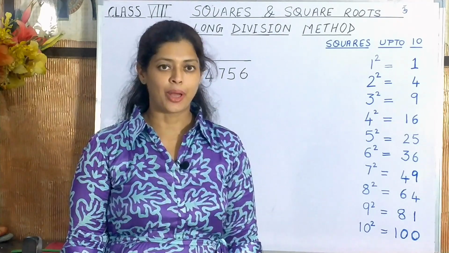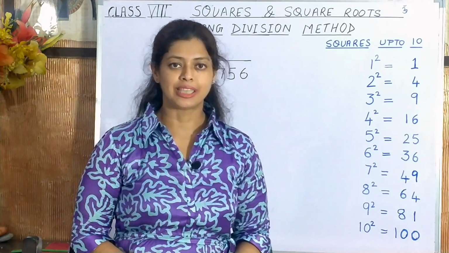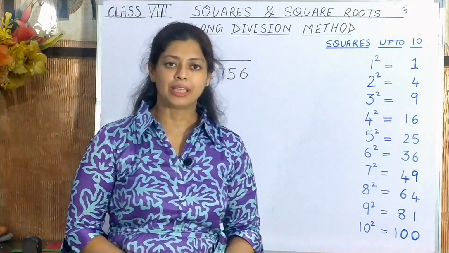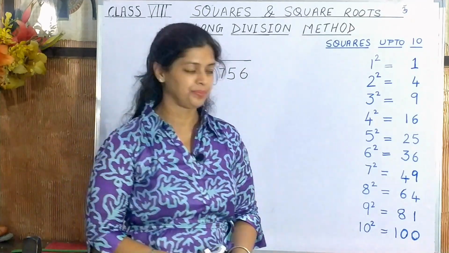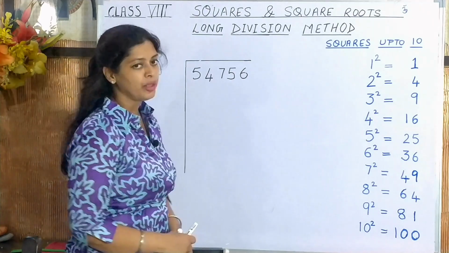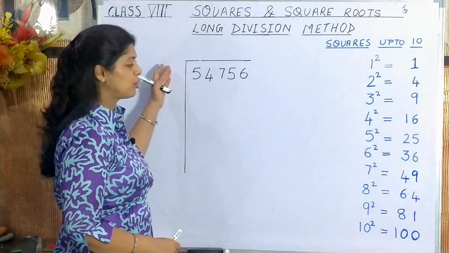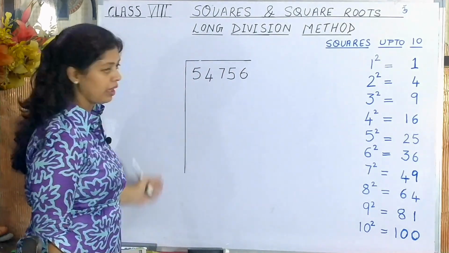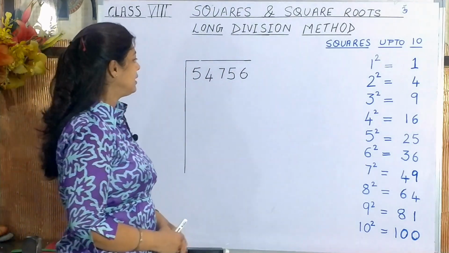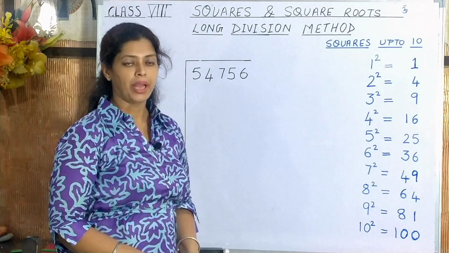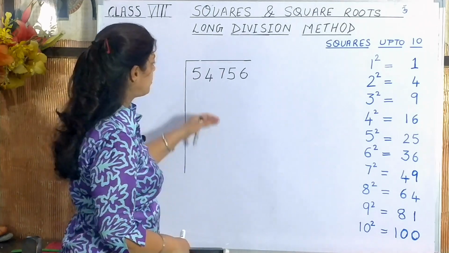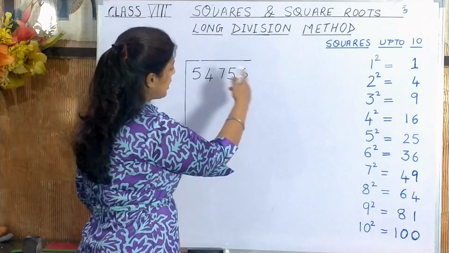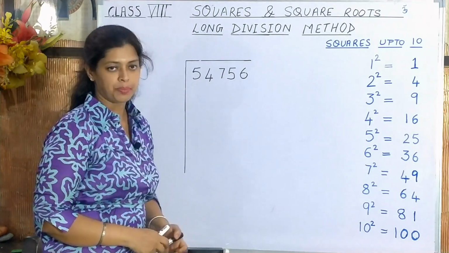Now I'll find the square root of the number 54,756, which is a perfect square number, by the method of long division. Just as we do in normal division, in this case also we draw the division bars, one on top of the number and one to the left hand side of the number. The next step is to group the number in pairs. In order to group the number in pairs, or in groups of 2, we start from the right hand side, or from the units place.